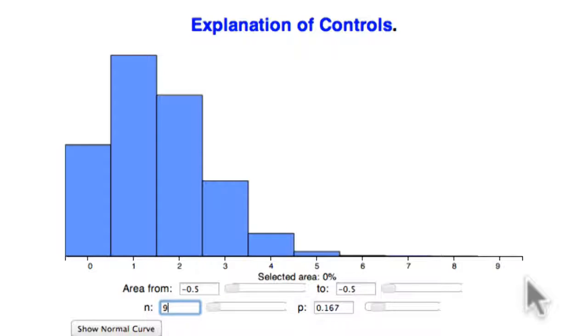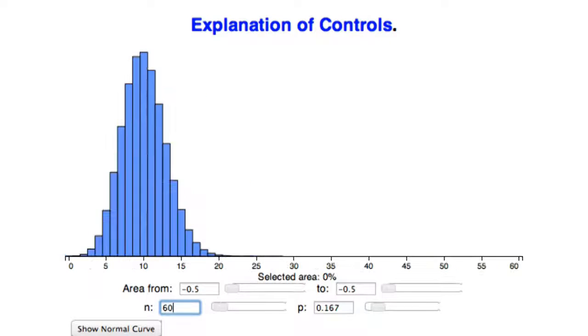Shall we try more? Why don't we try more? 60 rolls of a die. How many sixes are we going to get? Shall we take a look? Aha! 60 rolls of a die, you can get anywhere between 0 and 60. The most easily understood number is 10, a sixth of 60.